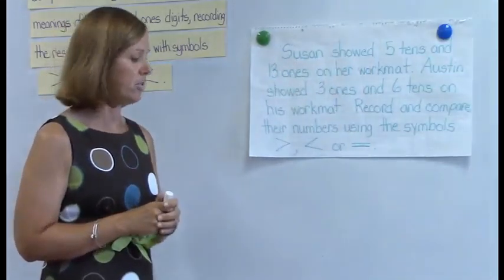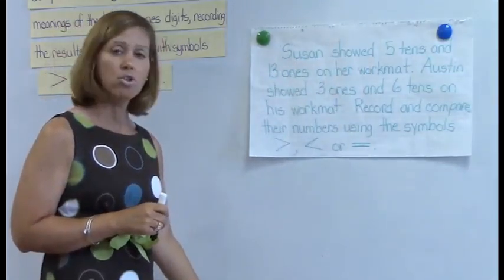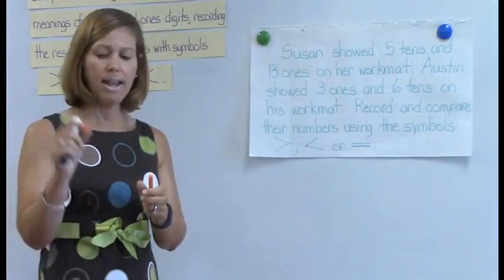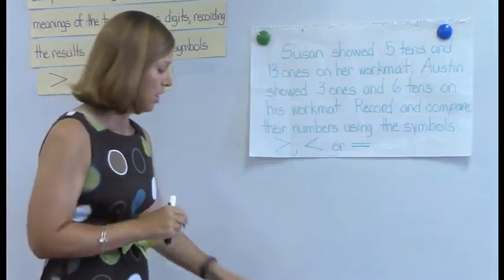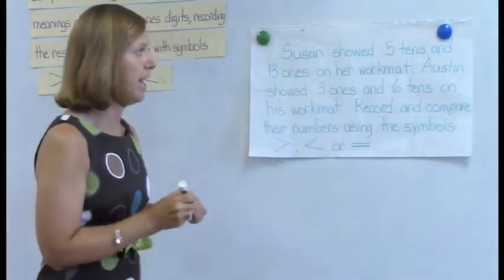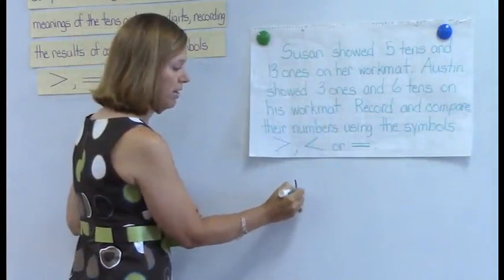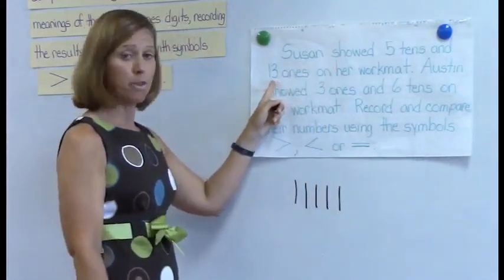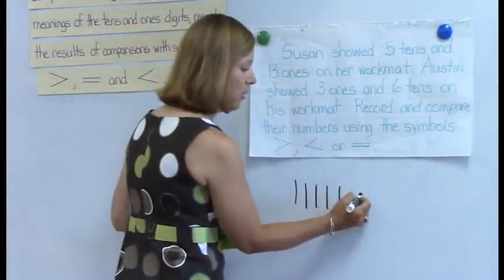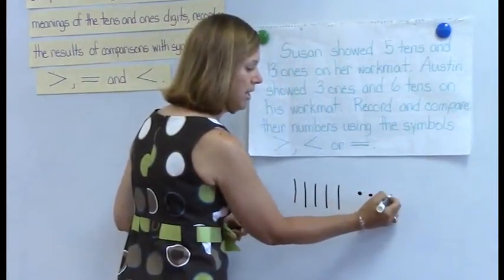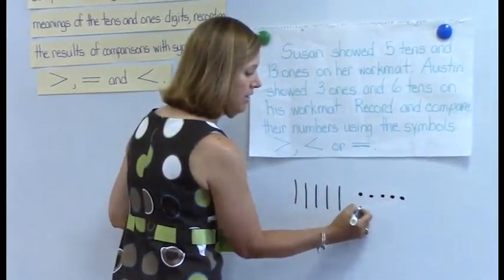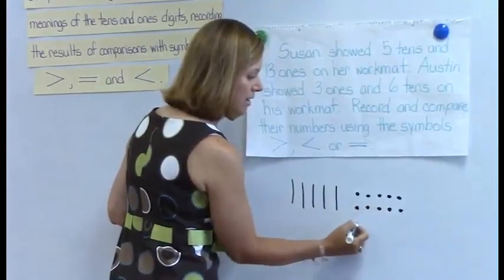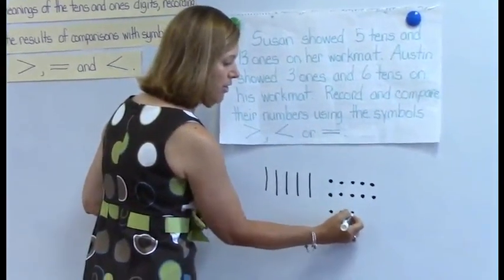So we're going to start with Susan, and today I'm going to be drawing a line for a group of 10 and a circle for a 1. So Susan has 5 tens, so I'm going to draw 1, 2, 3, 4, 5. She has 5 tens and 13 ones. 1, 2, 3, 4, 5, 6, 7, 8, 9, 10, 11, 12, 13.